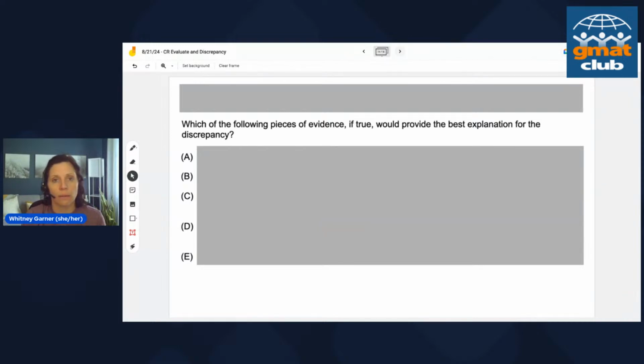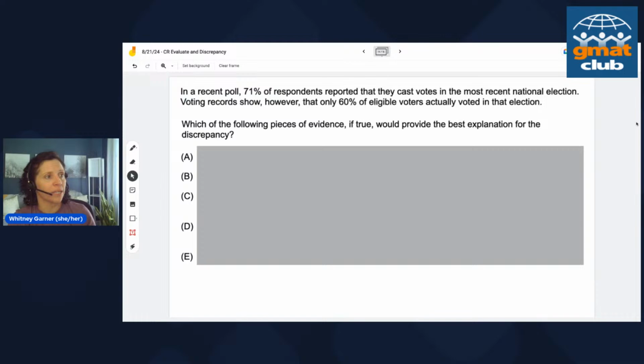Step 2, I'm going to deconstruct the argument. This time, my focus isn't conclusion because I'm not in that conclusion family, that assumption family. I'm now in discrepancy. So my goal is, what in the world is the surprise? Do tell. Tell me about this surprise. So let's give this one a read and see what seems so surprising.